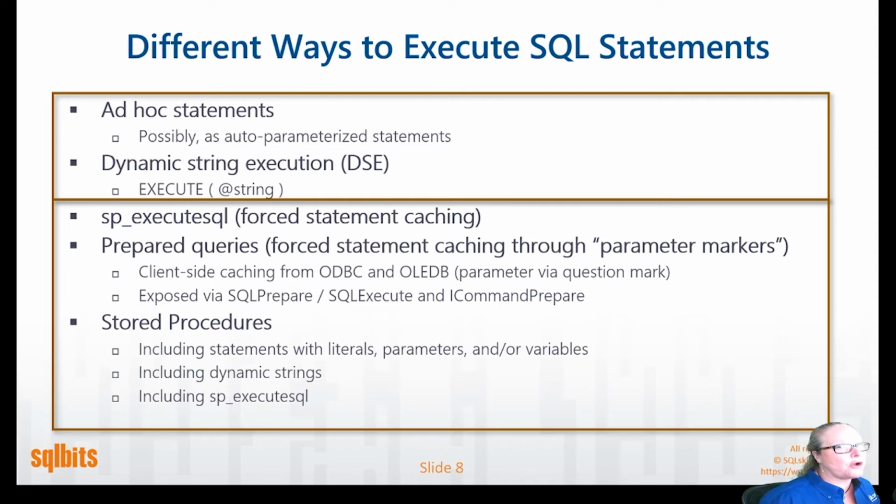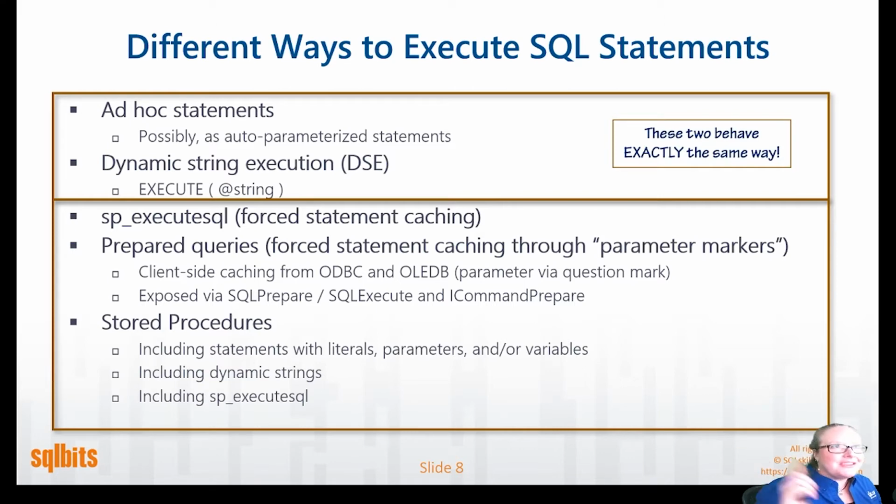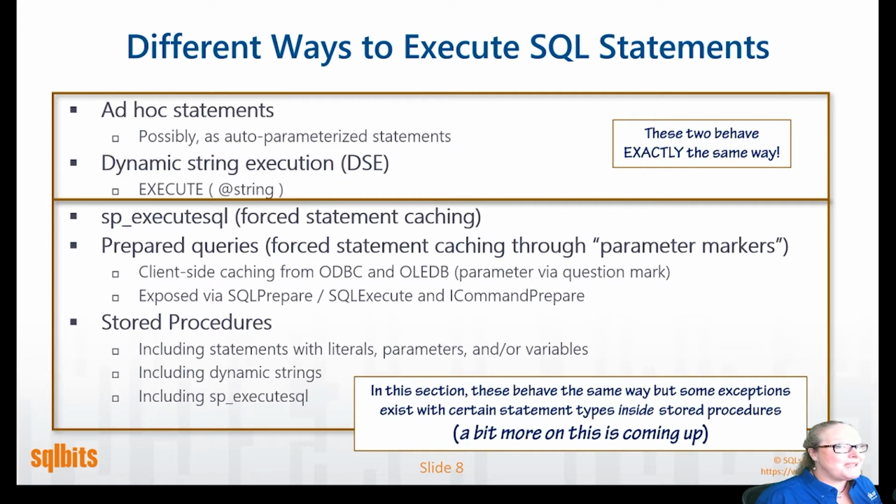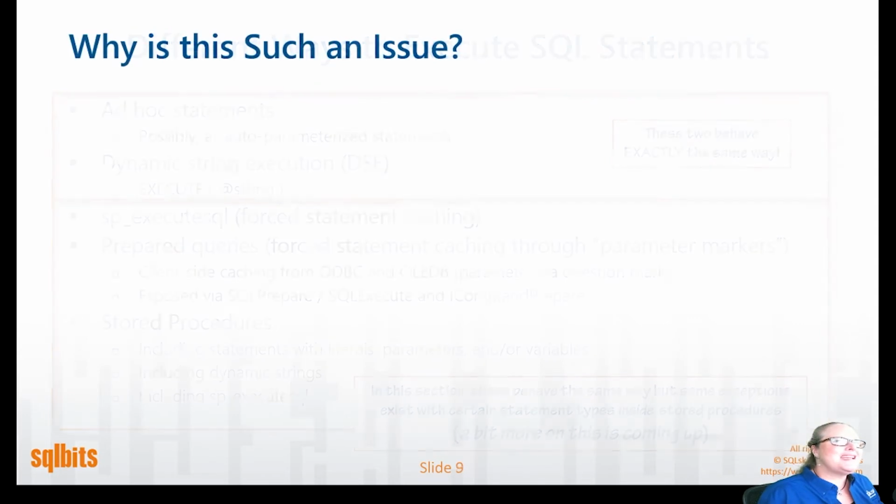Now, before I can even go that far, I like to talk a little bit about how we got here. Like, why do so many of you have this problem? Now, these behave the same way, the ad hoc statements and the dynamic strings. But the question is, what is your application doing, right? So how did we get here? Why are so many of you having so many of these issues?